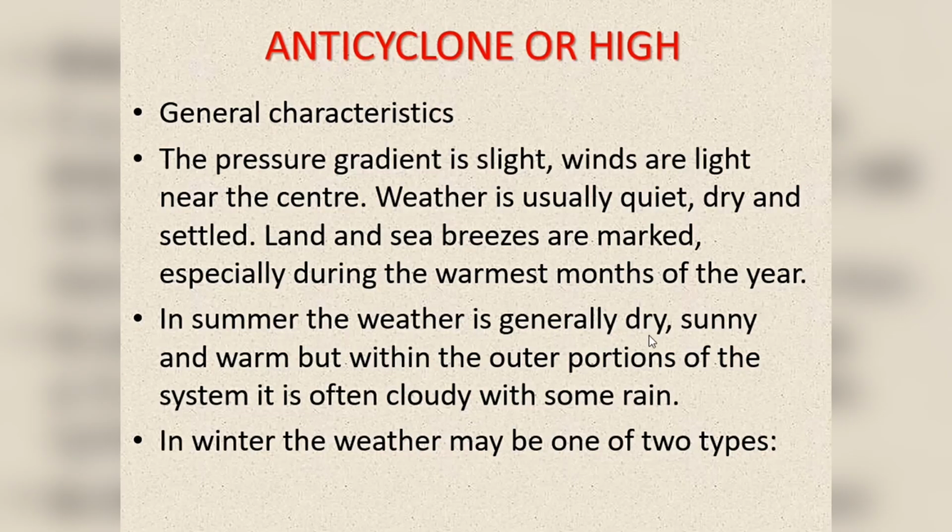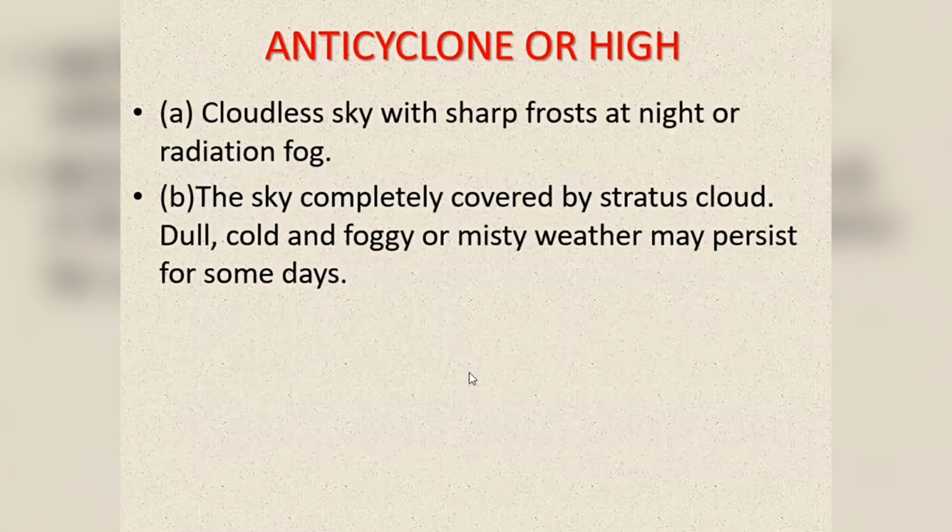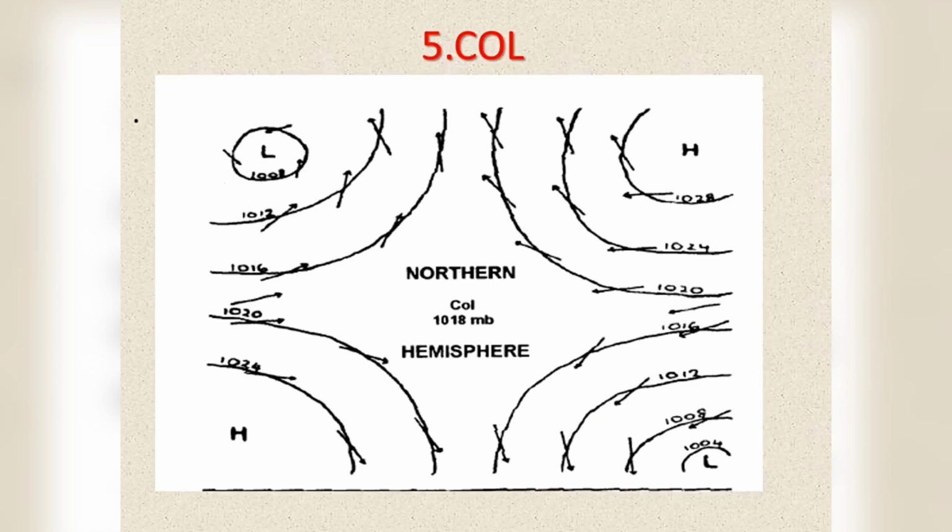So in summer the weather is generally dry, sunny, warm, but within the outer portions of the system it is often cloudy with some rain. Winter weather may again be cloudless skies, sharp frost at night, and sky completely covered with a little bit of stratus type of clouds. So that was your anticyclone, good weather.